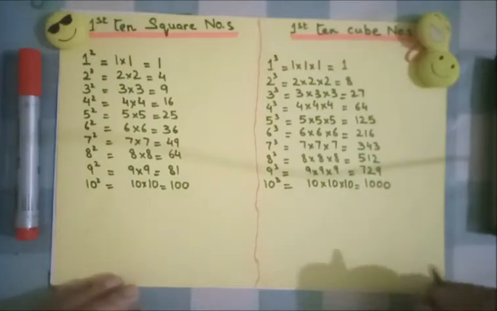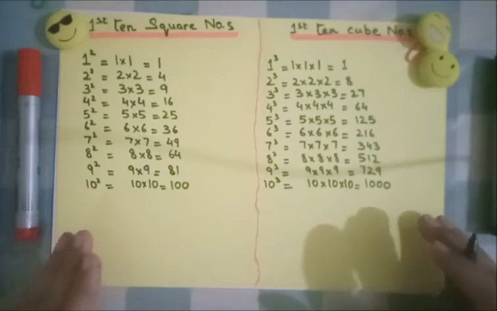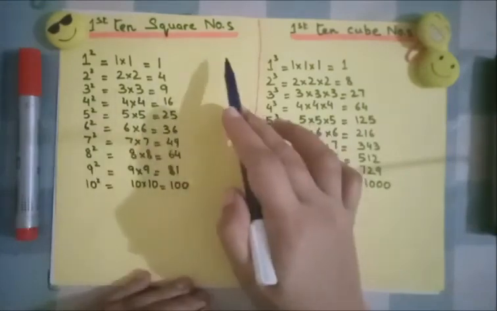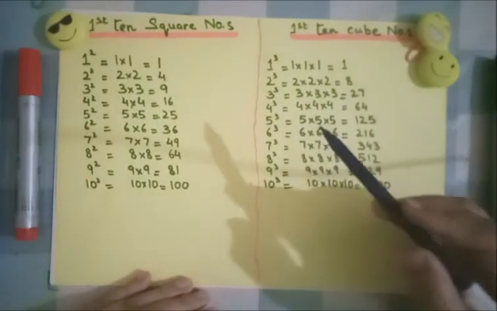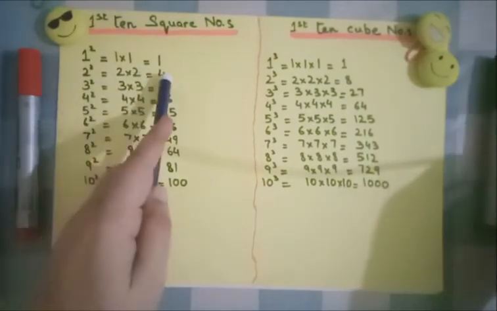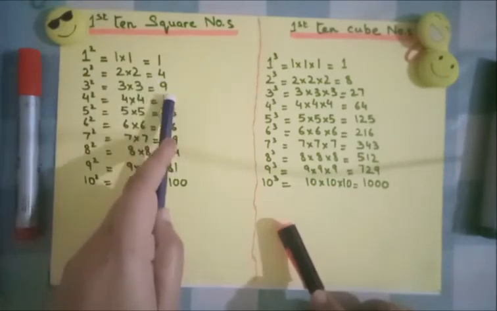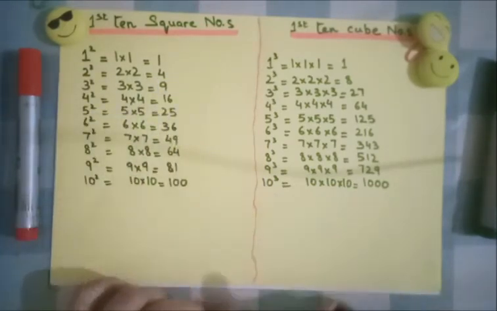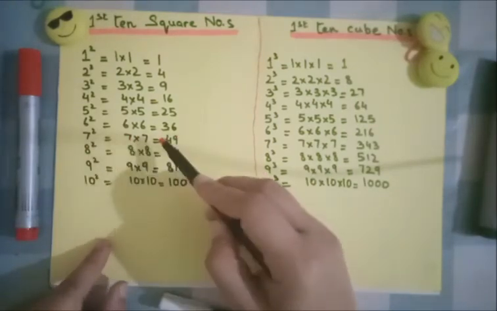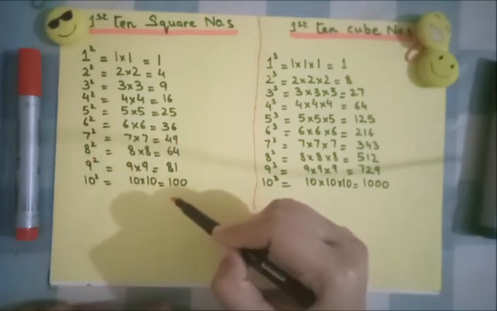Next, it's very important for square and cube roots to know about square numbers and cube numbers. So I have written here the first 10 square numbers and first 10 cube numbers. What are the first 10 square numbers? 1 squared is 1 into 1, equal to 1. In the same way, 2 squared equals 4. Then 3 squared 9, 4 squared 16, 5 squared 25, 6 squared is 36, 7 squared means 7 into 7, 49, 8 squared means 8 into 8, 64, 81, and in the same way 100.